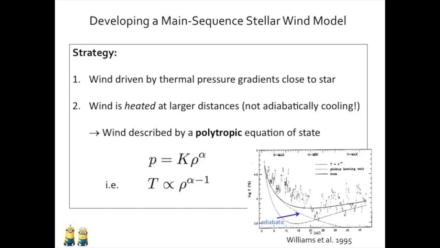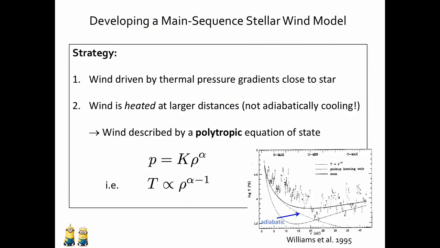So, what we know, or we think we know, the wind somehow is driven by thermal pressure gradients close to the star. You heat the corona, for example. You heat the wind. There's a pressure gradient that drives the wind away. There's more physics to it, but I don't want to go into more detail. We also know that the wind, as it expands, is not cooling adiabatically. It would just cool down and flow away.